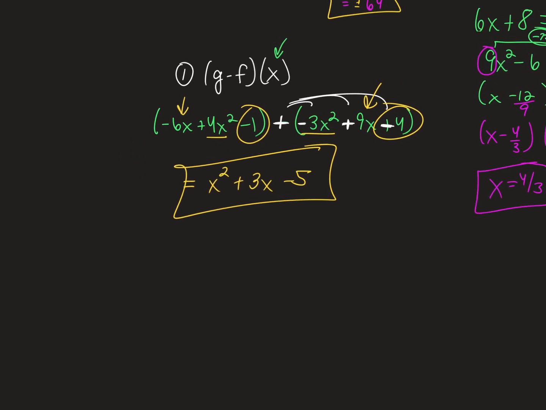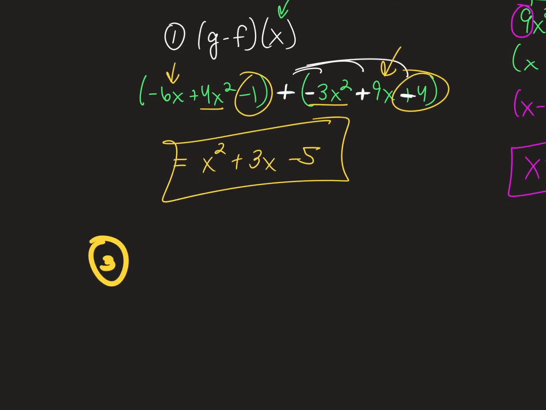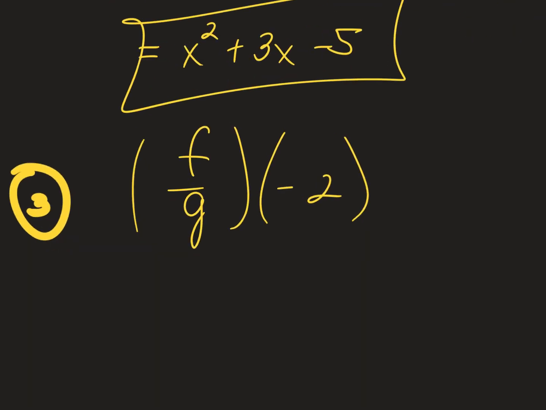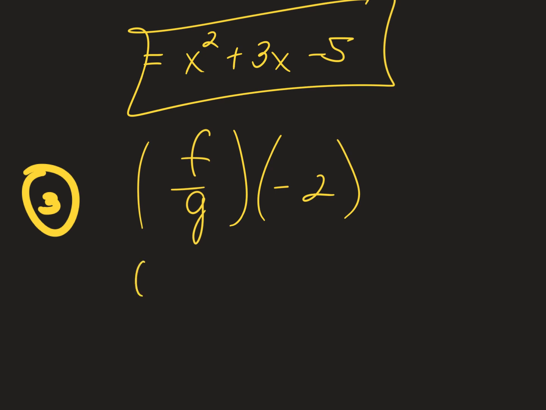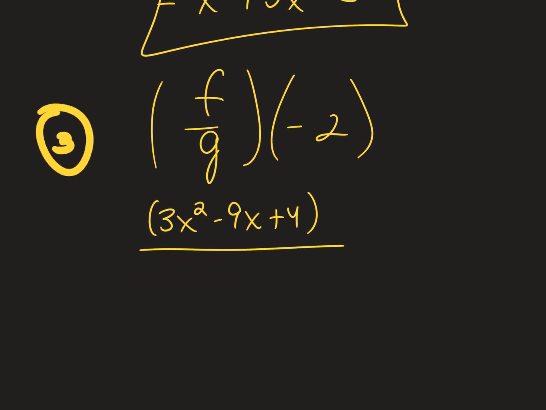And the last one I'm going to do is number 3 here. And it's F divided by G of negative 2. Now we would normally talk about domain restrictions. I did it on the review so you can look. But what are they asking you to do here? What operation is this? Addition, subtraction, multiplication? It's division, okay? So you're taking the f function. So my f function is 3x squared minus 9x plus 4. And you're dividing it by negative 6x plus 4x squared minus 1, correct?